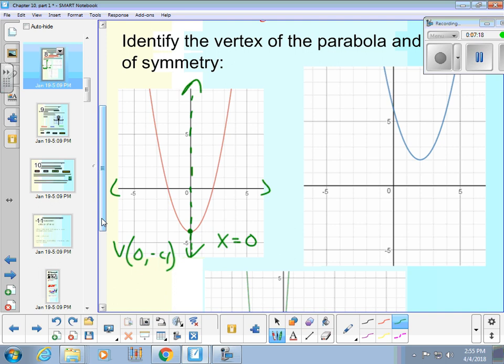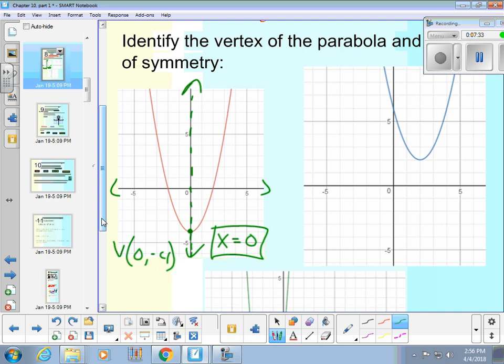I haven't moved left or right. It's a straight vertical line. It is actually the y-axis, and that is the equation for the y-axis. X equals 0. We haven't moved left or right at all. Okay, it's straight up and down, but we haven't moved left or right for any of the points along this line. So x equals 0.